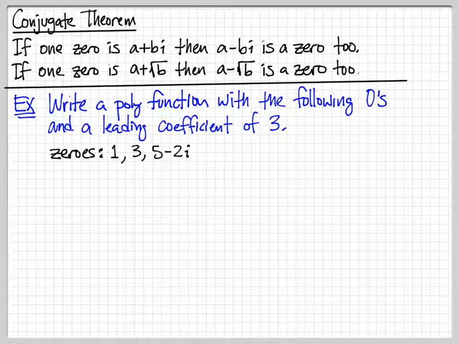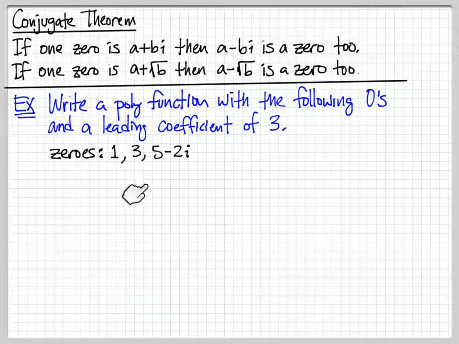Suppose we had this problem statement. Write a polynomial function with the following zeros here: 1, 3, and 5 minus 2i, and also with the leading coefficient of 3. Now there's many different polynomial functions that we can write of this type, but here's one example.